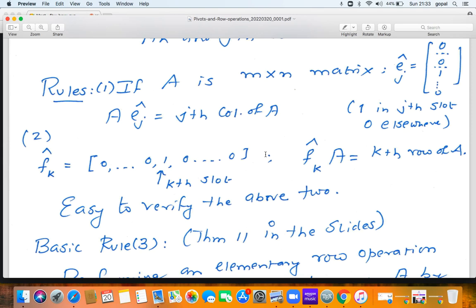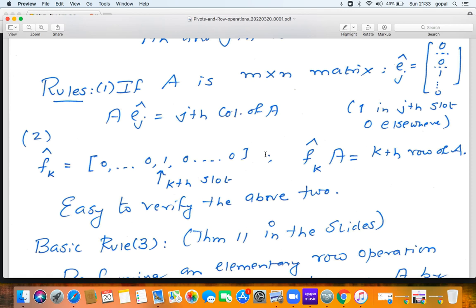Similarly, let f_k cap be the standard row vector which has 1 in the kth slot and 0 everywhere else. So f_k is a 1 cross m matrix. A is an m cross n matrix. So f_k A will be a 1 cross n matrix. What will it be? f_k cap A picks out the kth row of A.